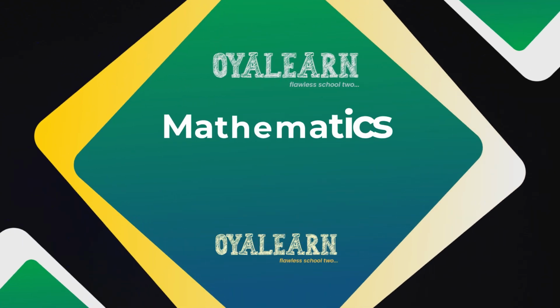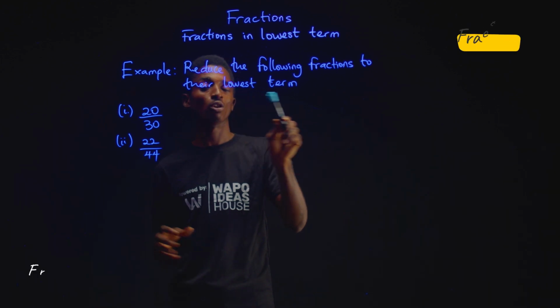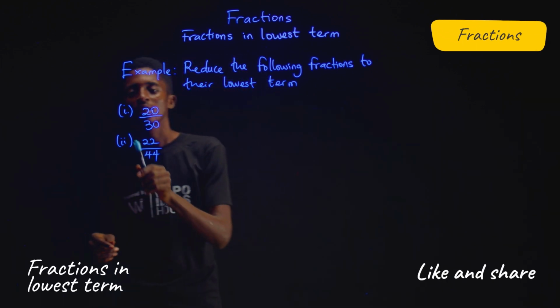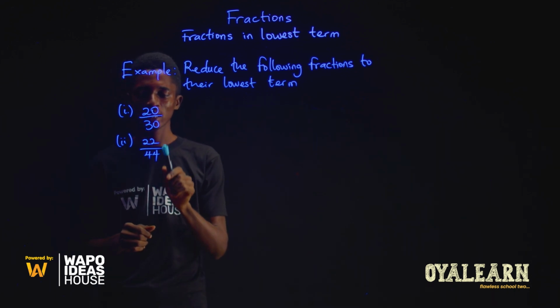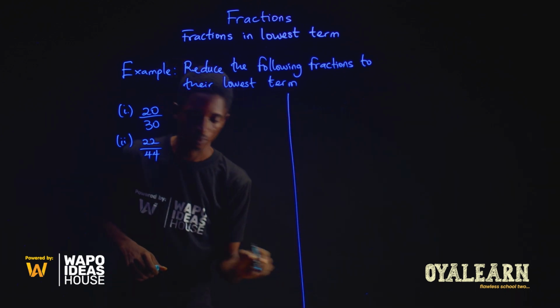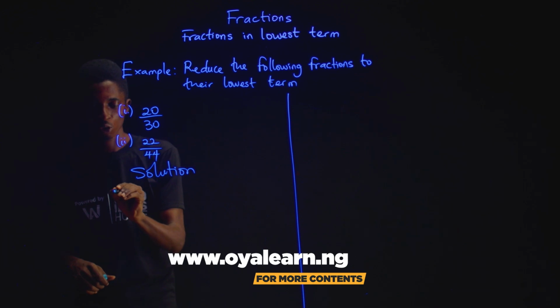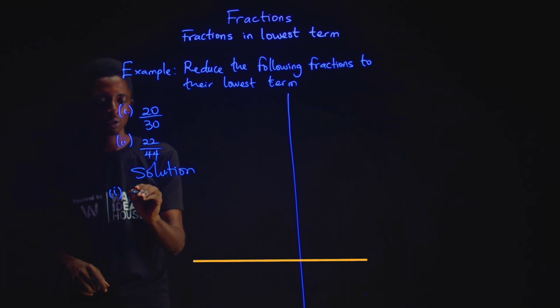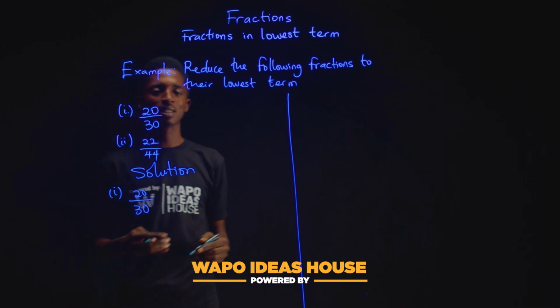Let us now apply what we have learned to reduce the following fractions to their lowest term. This time, the fractions we are working with are 20 over 30 and then 22 over 44. Solution. To question 1, we are to reduce 20 over 30 to its lowest form.